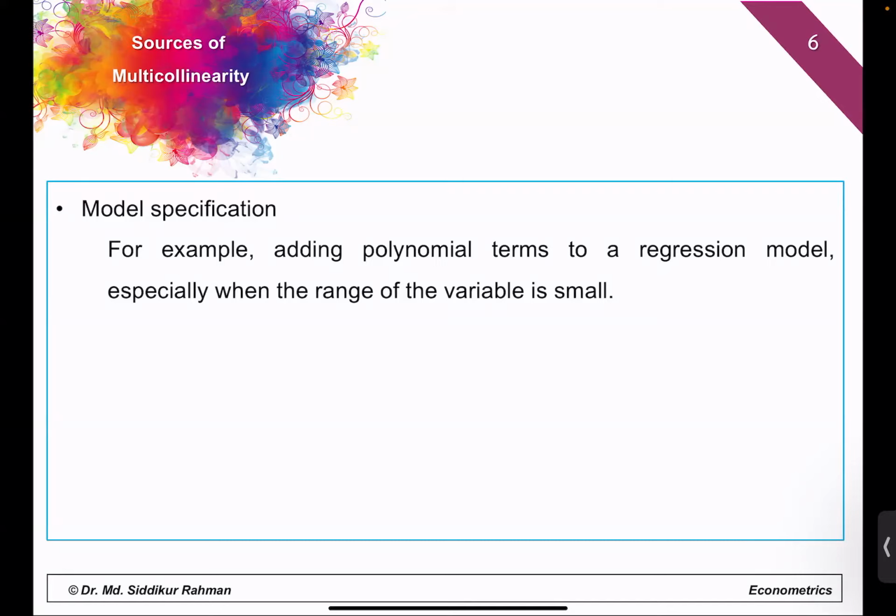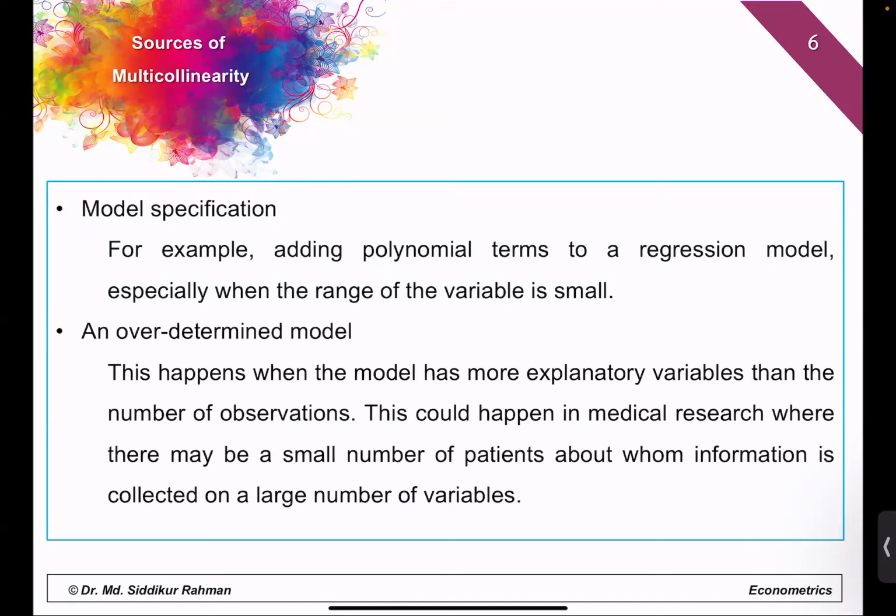That means the dependent variable, you have to put in the dependent variable. You cannot use a dependent variable for independent variables, right? Or vice versa, you cannot use an independent variable for a dependent variable. So these are the things, and you have to estimate your model correctly. Anyway, an over determined model happens when the model has more explanatory variables than the number of observations.